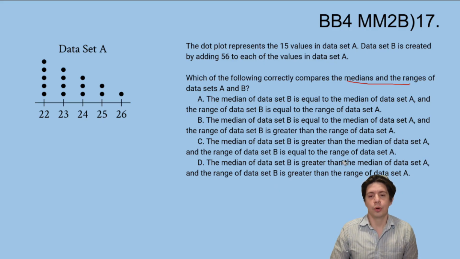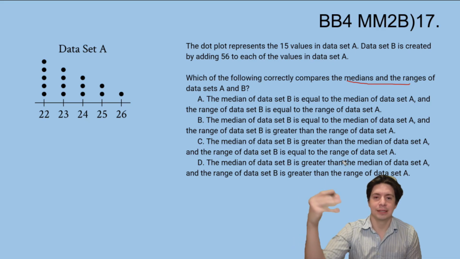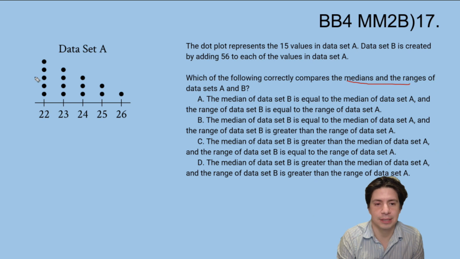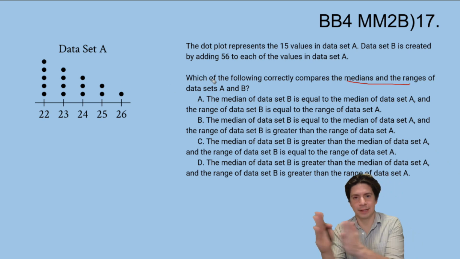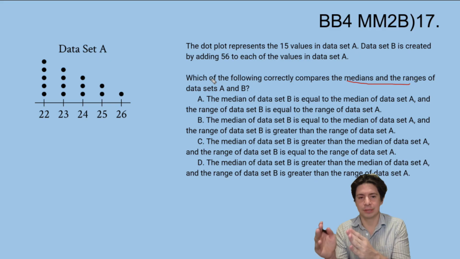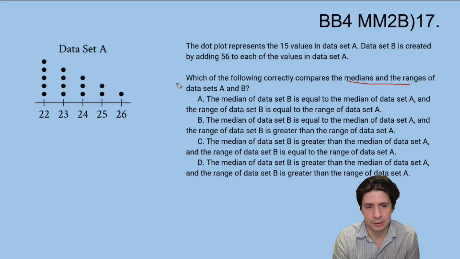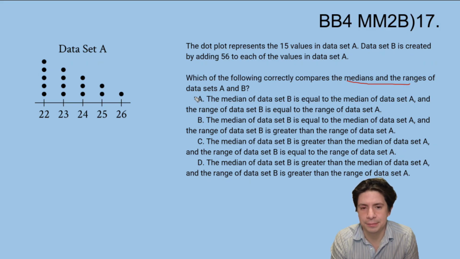So what it's testing is the abstract idea of what happens when we're changing all the numbers by the same amount, right? If we're adding 56, we're shifting everything up. So the median is always going to be shifted up, right? Here, the median is some value here, and it's going to go up 56. So it'd probably be 79 because I think the median is 23, but I don't even need to do the math. I know the median is going to be greater. So breaking it down, it's not going to be A because that's saying the median is equal, and it's not going to be B because that's also saying the median is equal. It's either C or D.